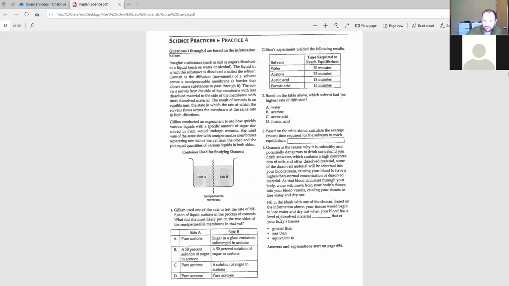And if we look up here, it says seawater contains a high concentration of salt and other dissolved materials. Some of the dissolved material will be absorbed into your bloodstream, causing your blood to have a higher than normal concentration of dissolved material. That's the key right there, right? So the answer is greater than, right?